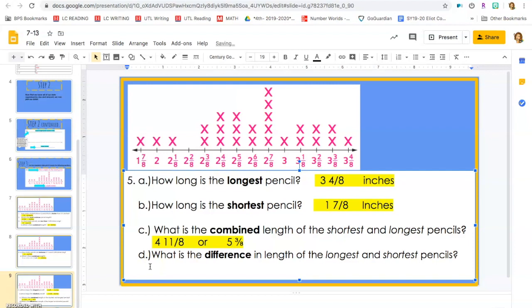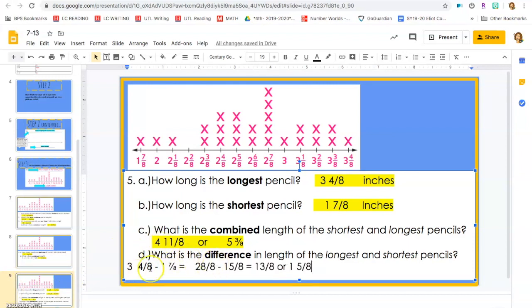Okay. D, what is the difference in length of the longest and shortest pencils? So they want us to subtract 1 7/8 from 3 4/8. 3 4/8 minus 1 7/8. We do have a common denominator, but we need to make these fractions improper because we cannot subtract 7 away from 4. I'm going to pause the video and I'm going to do that and set it up for you, and I want you to try to do that on your own.